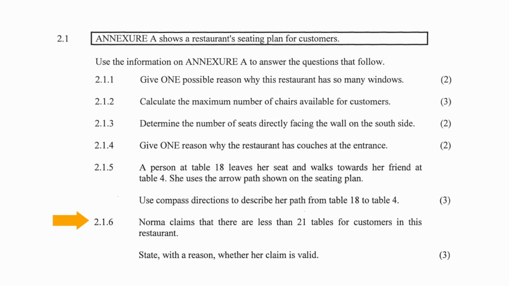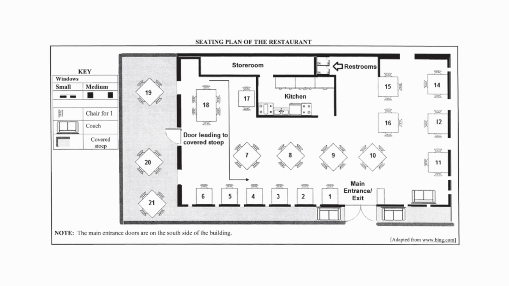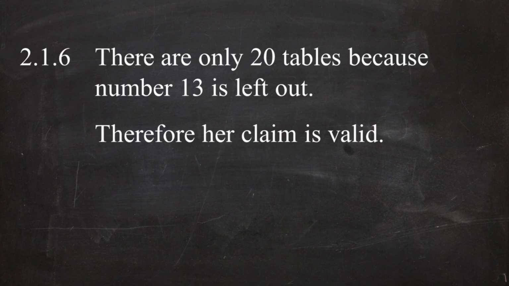In question 2.1.6, Norma claims that there are less than 21 tables for customers in this restaurant. You are instructed to state with reason whether the claim is valid. There are only 20 tables because the number 13, which is considered by some people to be unlucky, is left out, and therefore the claim is valid.